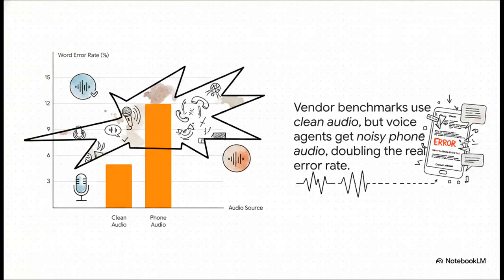This right here shows the critical gap. On clean audio, yeah, most of the top models look fantastic, posting an impressive 5% error rate. But the second you put them on real phone audio, with all the network compression and the background noise, that error rate often doubles. It shoots up to 10, 15, sometimes even 18%. And that is the gap where voice agents completely break and conversations just fail.